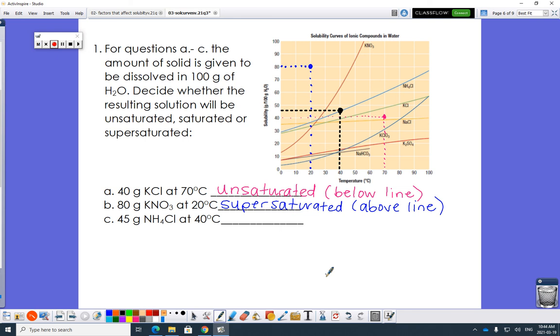So 40 degrees Celsius is right on a solid's line. Which solid is it? Oh, it's NH4Cl. Is that my solid? Sure is. So when it's on the line, saturated.